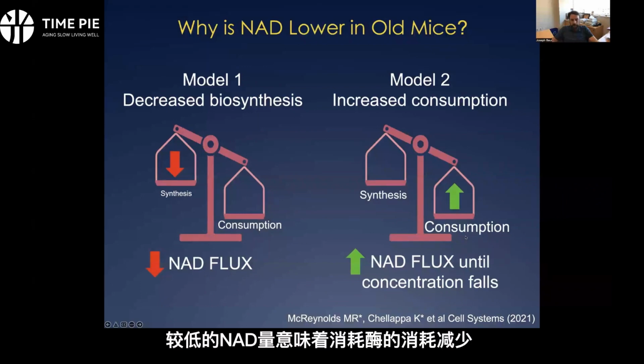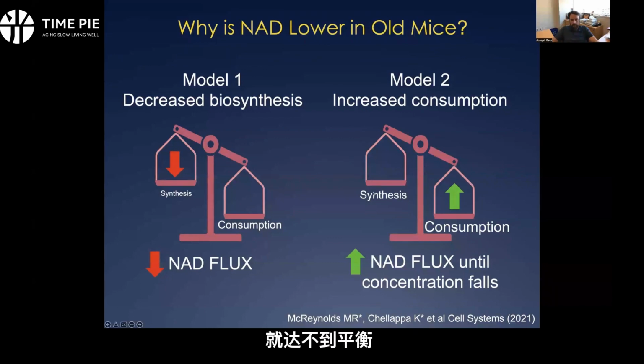the lower amount of NAD means there's less consumption by the consuming enzymes, and that now balances with synthesis again. And so in this case, flux overall isn't necessarily going to change very much. You might just see what looks like a change in the pool size with very little change in overall turnover flux.